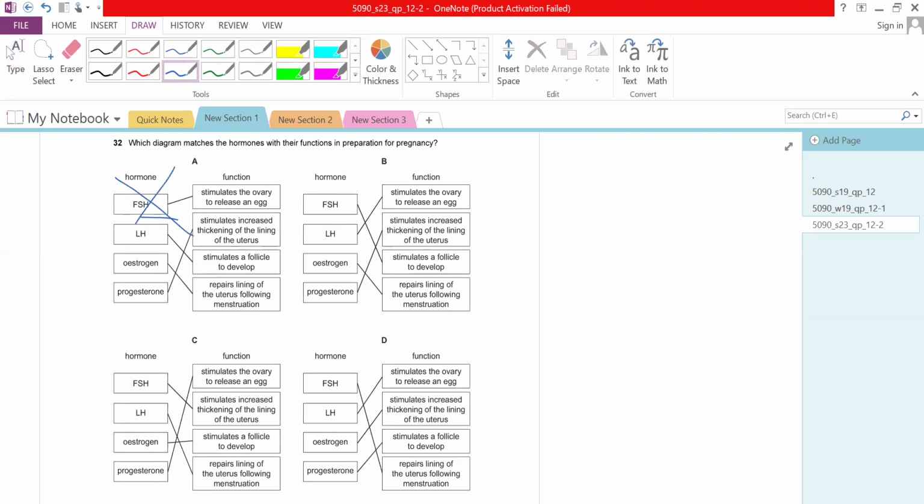Then option B, FSH stimulates follicle to develop. Yes. LH stimulates the ovary to release the egg. Yes. Estrogen repairs the lining of the uterus following menstruation. Yes. And the progesterone stimulates the thickening of the uterus lining. Yes. So option B is correct. So no need to read out or see option C or D because you have identified the correct option, which is B.